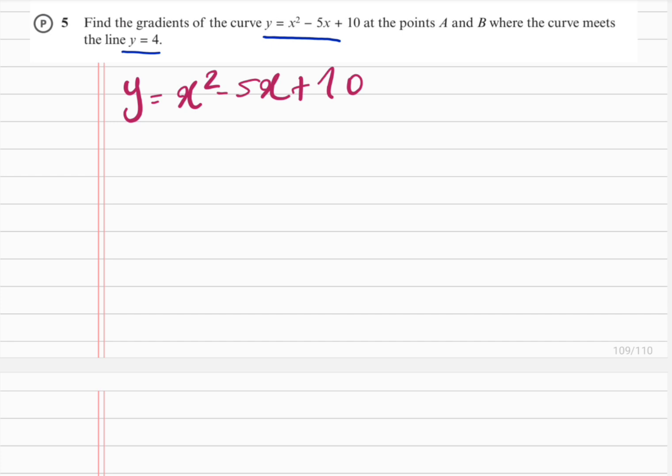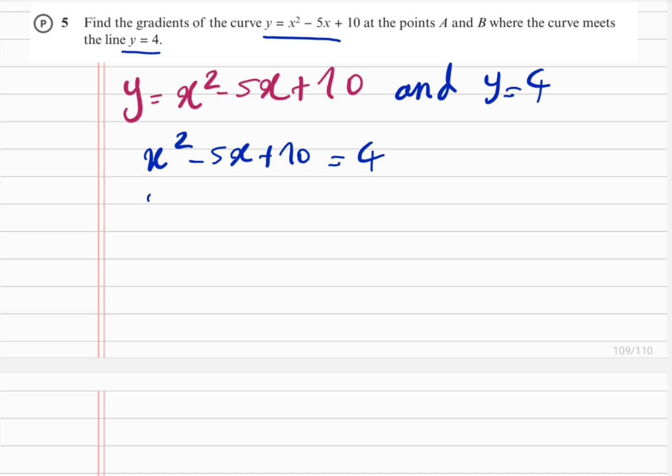So in order to find the points of intersection of the curve and the line y is equal to 4, we solve the equation x squared minus 5x plus 10 is equal to 4, because we want to know where they have common x coordinates, because that gives us the points of intersection.